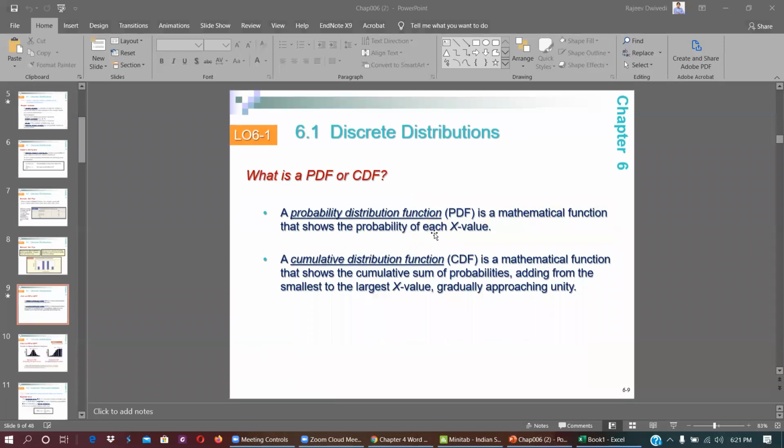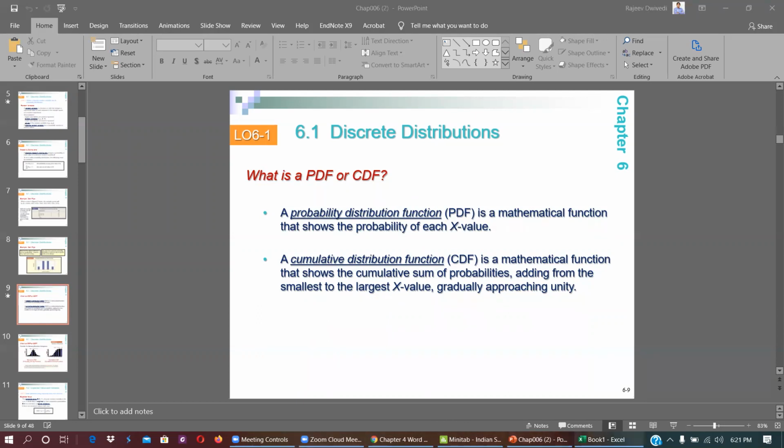Keep letting me know. There are two functions. One is called the probability function and another is called the cumulative distribution. So what is the difference between these two? Let me explain with a simple example, which is salary.